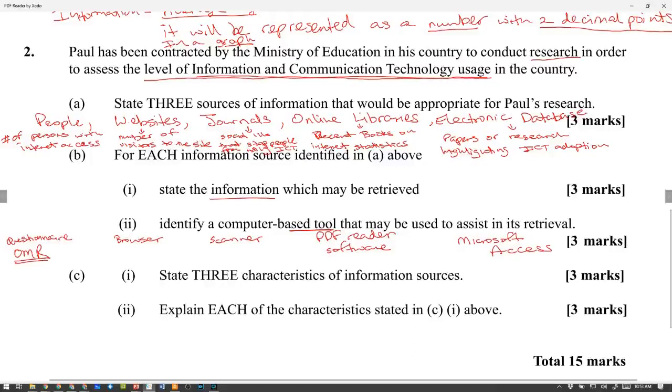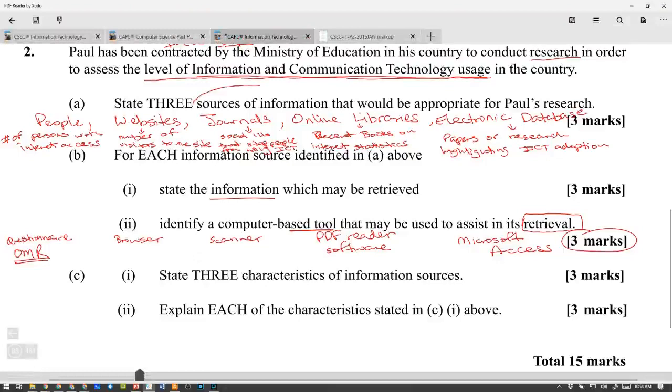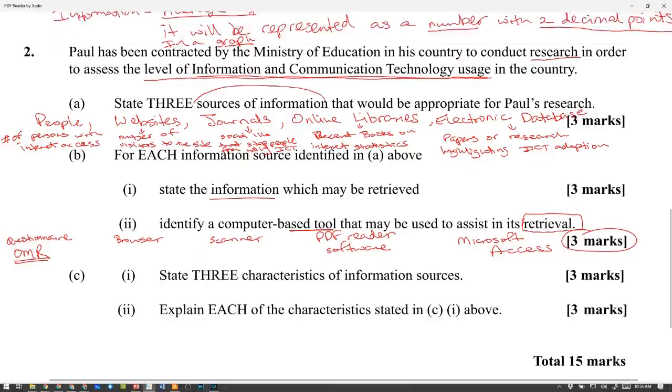I'm not too sure what computer-based tool they're talking about, so we just had to think of any computer-based tool, I guess. This question is a little iffy. For 3 marks, I'm not too sure which computer-based tools they want us to use to retrieve the information. Normally retrieval of information would be a scanner, OCR, OMR, MICR, and those things. But these information sources here are very wide ranging. So can't say.